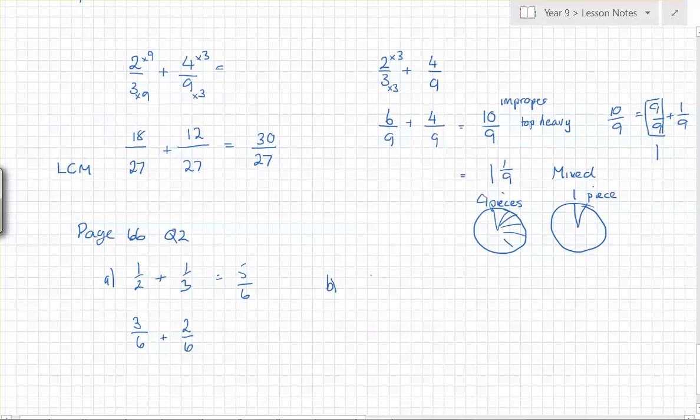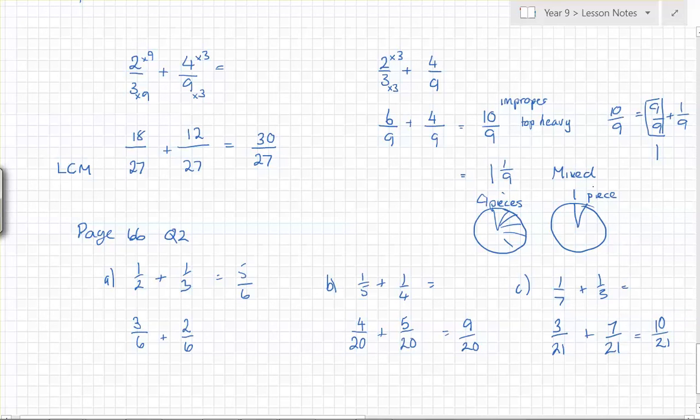B, so we've got 1 over 5 plus 1 over 4. So Millie? It would be over 20. And then it's 5 times 4, 4 and 5, which is 9 over 20. C, Jaina, so we've got 1 over 7 plus 1 over 3. The common denominator is? 21. Okay, so that would be what over 21? 3 over 21 and 7. So the answer is 10 over 21.